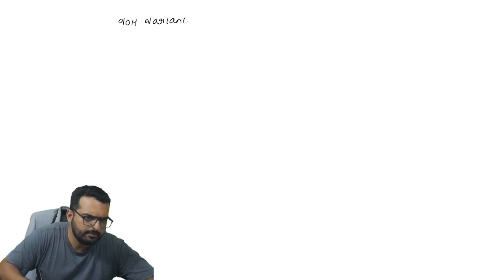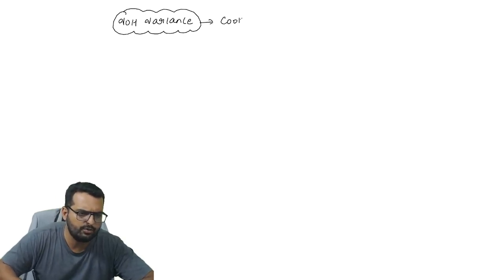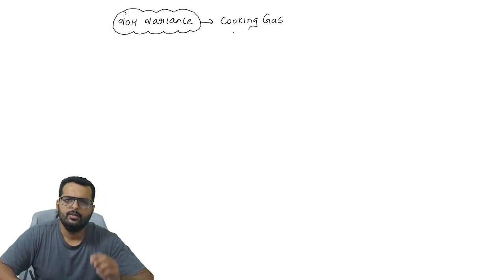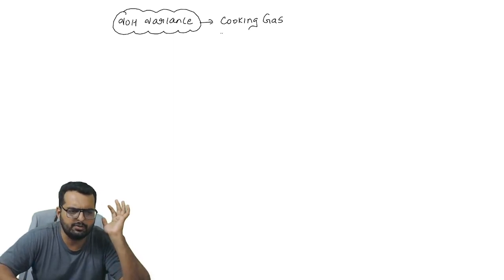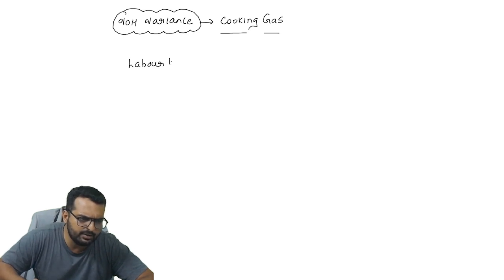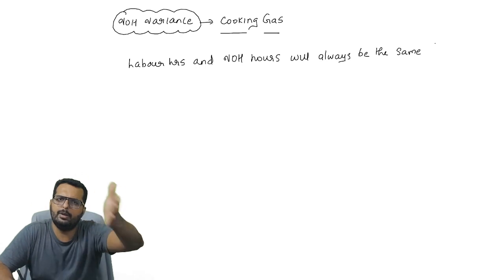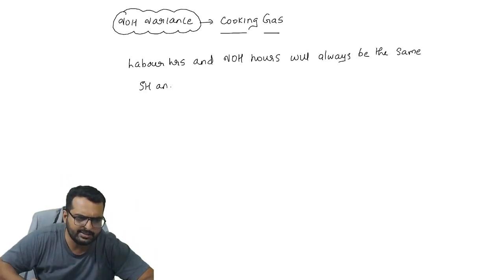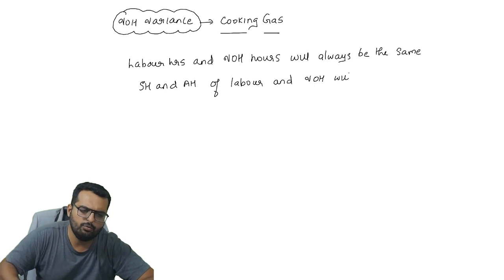Variable overhead variance. Friends, a simple example of variable overhead which I keep giving in the class is of cooking gas. One thing you have to understand, when more production, more cooking gas will be consumed. Less production, less cooking gas will be consumed. We have to understand that labor hours and variable overhead hours will always be the same, because only when the labor is doing some cooking, cooking gas will be consumed. Labor does not work, cooking gas will not work. So SH and AH of labor and variable overhead will always be the same.